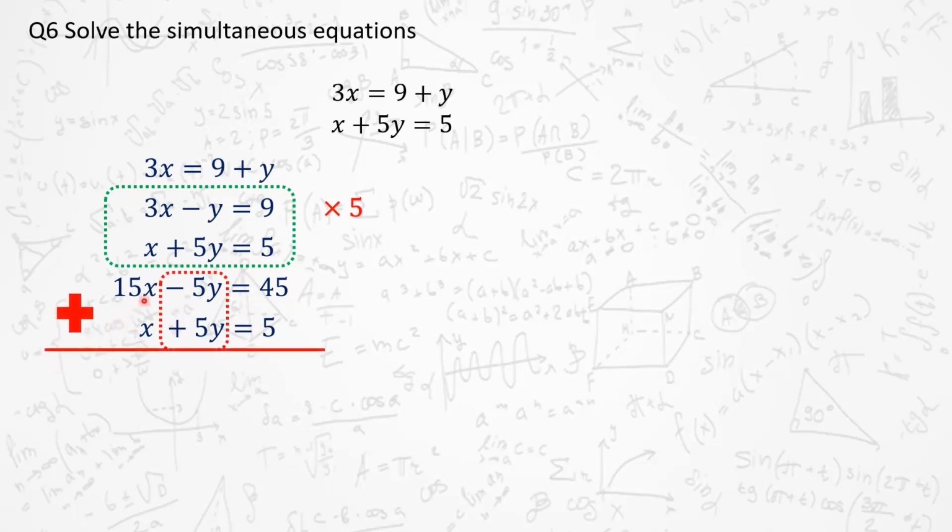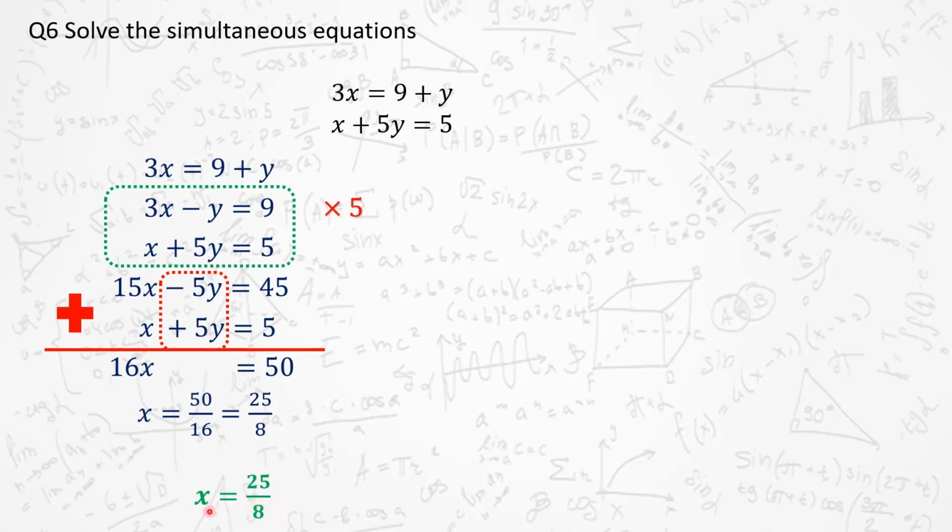Then I have 15x plus x gives me 16x, minus 5y plus 5y gives me nothing, 45 plus 5 gives me 50, so x equals 50 over 16. Simplify my fraction, I have 25 over 8. So this is my x value. You can convert to decimals if you wish.